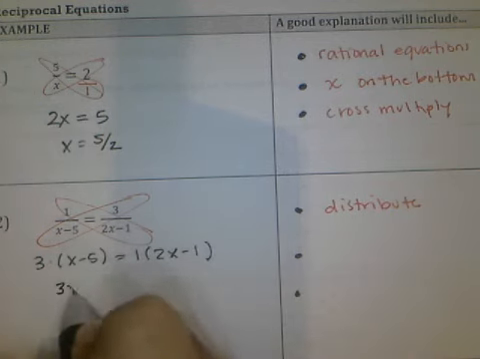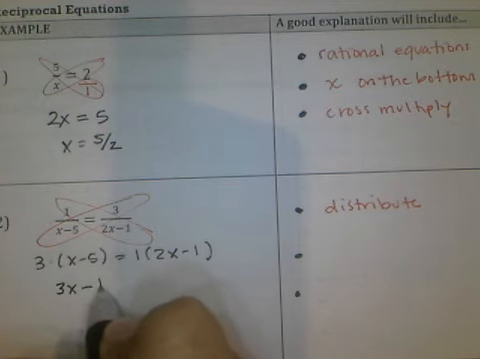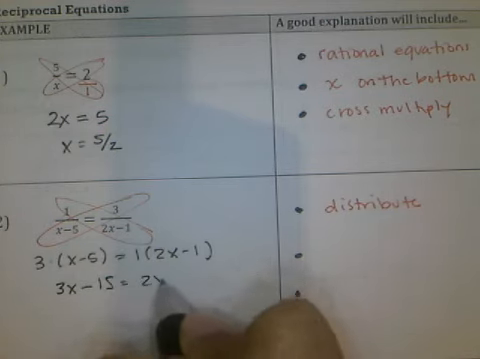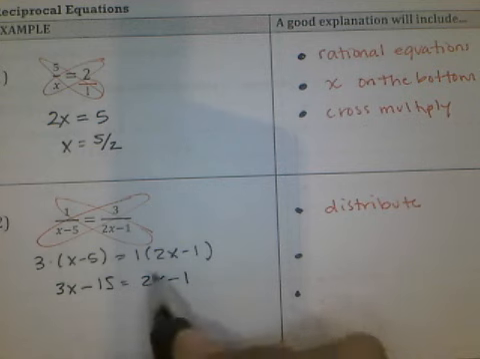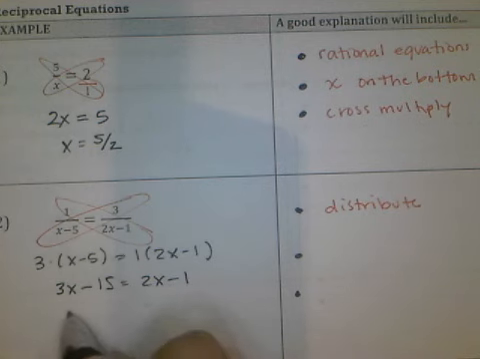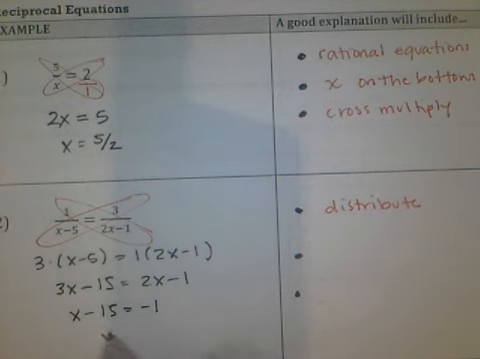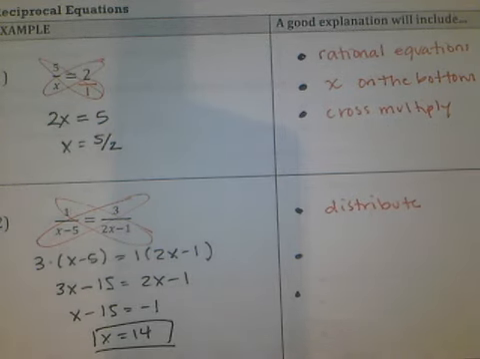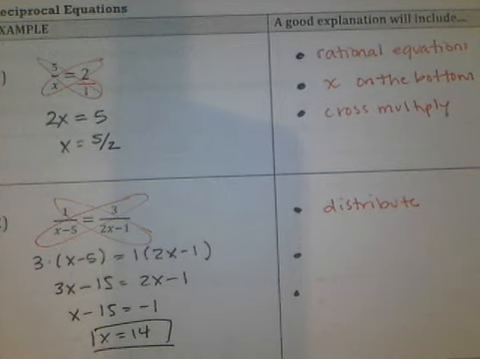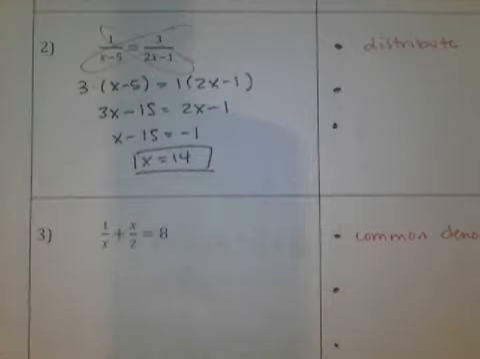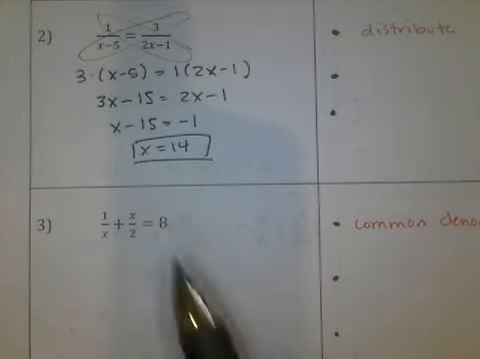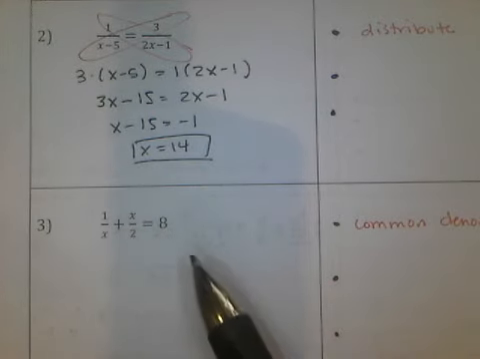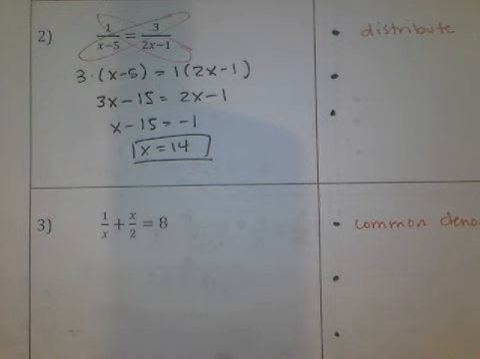Once you've distributed, this should be 3x minus 15 equals 2x minus 1. When you subtract 2x from both sides, you get x minus 15 equals negative 1, and then adding 15 gives you an answer of 14. On the next problem, you cannot cross multiply, and the most common mistake people will make would be to cross multiply in this direction. You'll end up with a mess because you'll have two equal signs.